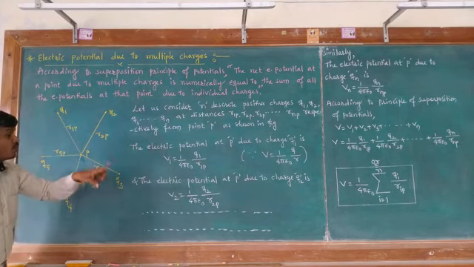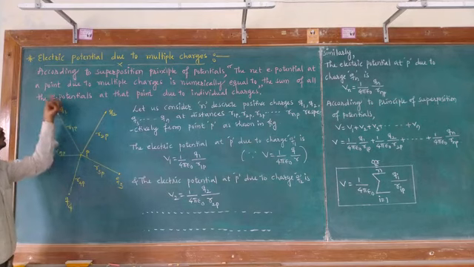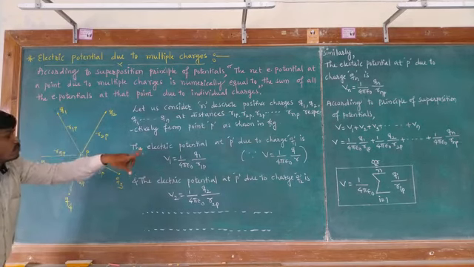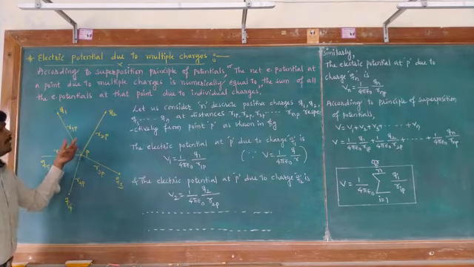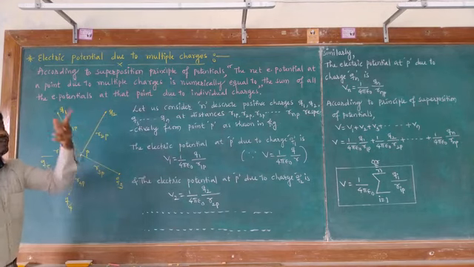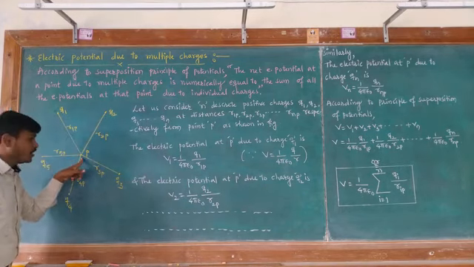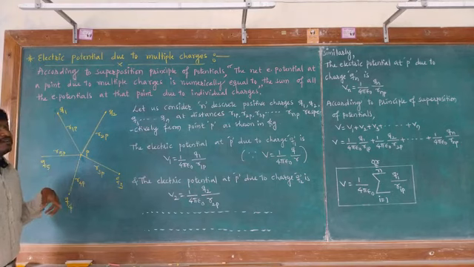Here V1 is the electric potential at point P due to charge Q1. V2 is the electric potential at point P due to charge Q2. And so on up to Vn, which is the electric potential at point P due to the nth charge, that is, charge Qn.